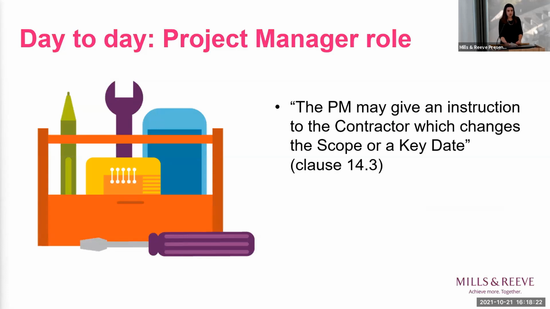A quick point on the project manager's role. Clause 14.3 says that the project manager may give an instruction to the contractor which changes the scope or a key date. That means that if the parties want to change anything else under the contract, that can't be done by an instruction by the project manager, and the parties need to document that more formally.